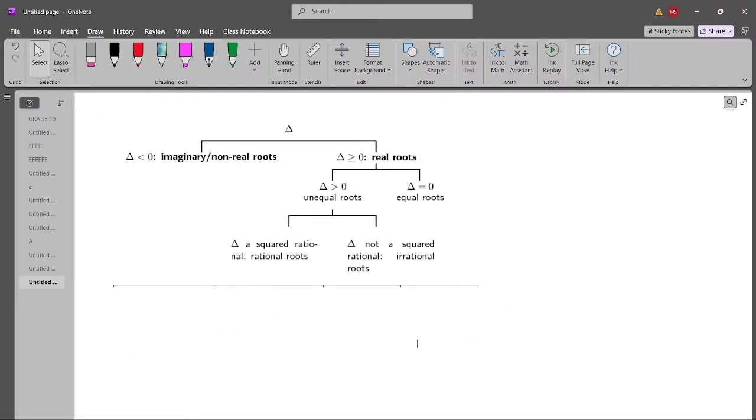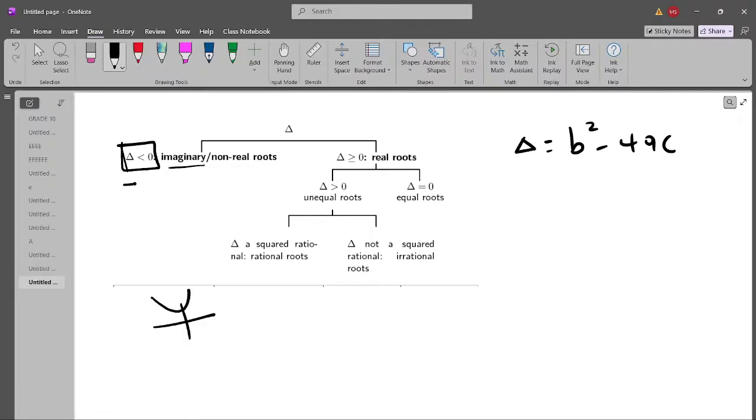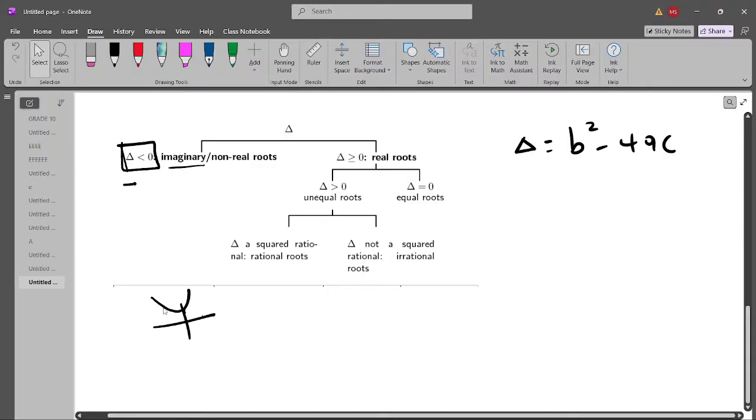Remember, nature of roots, we are dealing with the discriminant, and the discriminant is equal to b squared minus 4ac. Remember, if the discriminant is less than 0, meaning it's a negative answer, the roots for your graph will be imaginary, non-real. This means your parabola, when you sketch it, will not touch the x-axis. It will simply float here. It will not have roots, the x-intercepts.